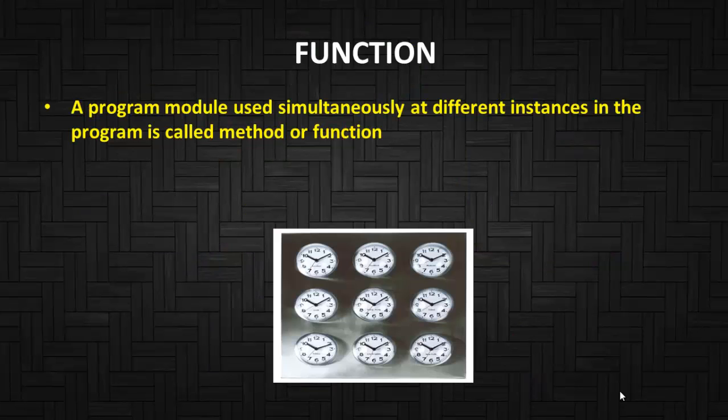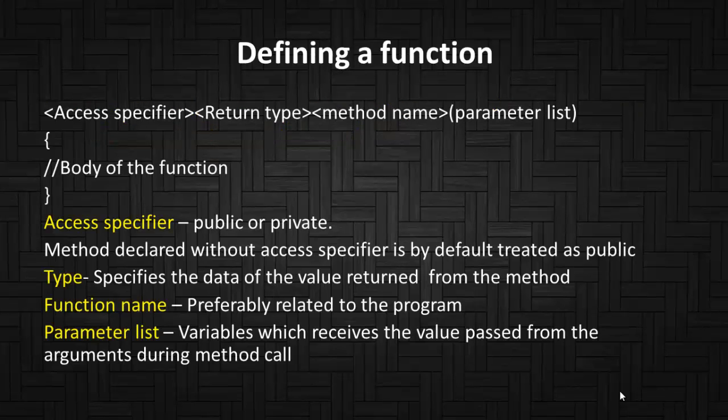Functions. A program module used simultaneously at different instances in the program is called a method or function. Defining a function: access specifier, return type, method name, parameter list within brackets, body of the function.